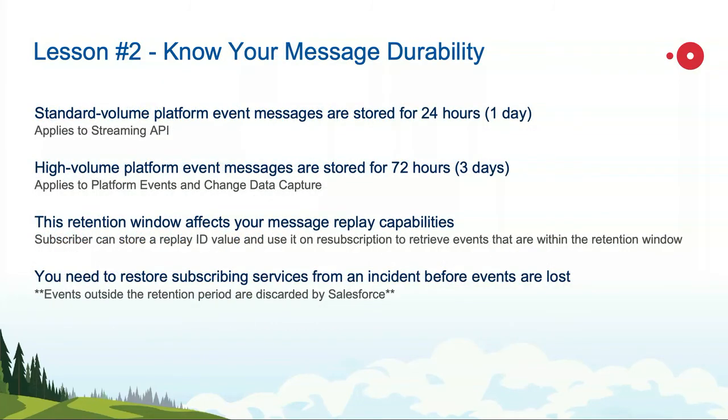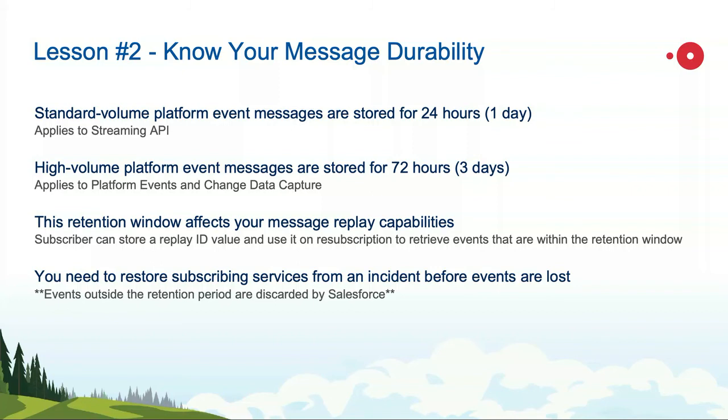The next lesson I'd like to talk about is the retention period. You want to know this on the system. If you're using the streaming API, which you shouldn't be at this point, you should be using platform events or change data capture. The retention period for the streaming API is 24 hours, and the retention period for events on platform events and change data capture is 72 hours.